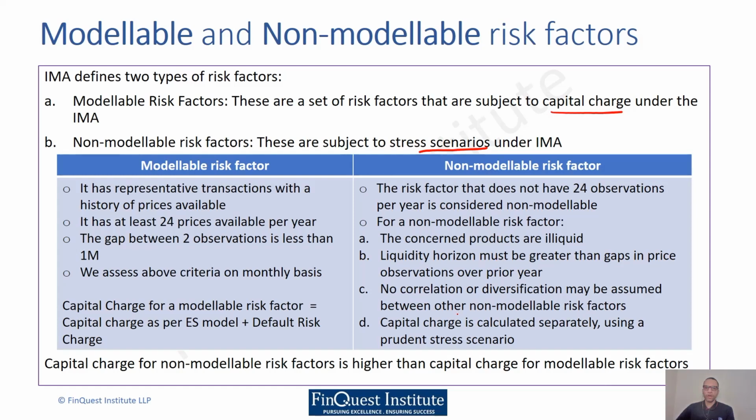Now, for non-modellable, no correlation or diversification may be assumed, because firstly, these are non-modellable, i.e. they are illiquid risk factors. So that way, these benefits of diversification, etc., cannot be used. And the capital charge is calculated separately using the idea of a prudent stress scenario. So something which we'll talk about in one of the subsequent slides as well. And of course, as you may expect, the capital charge for non-modellable risk factors is higher than the capital charge for modellable risk factors.